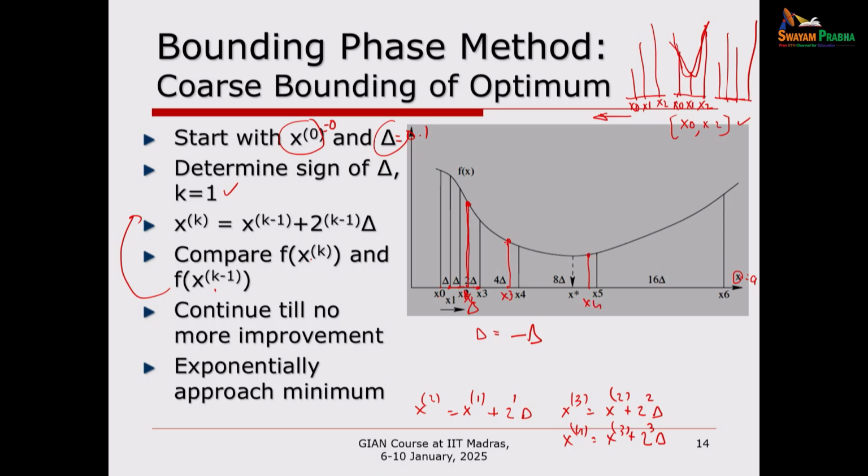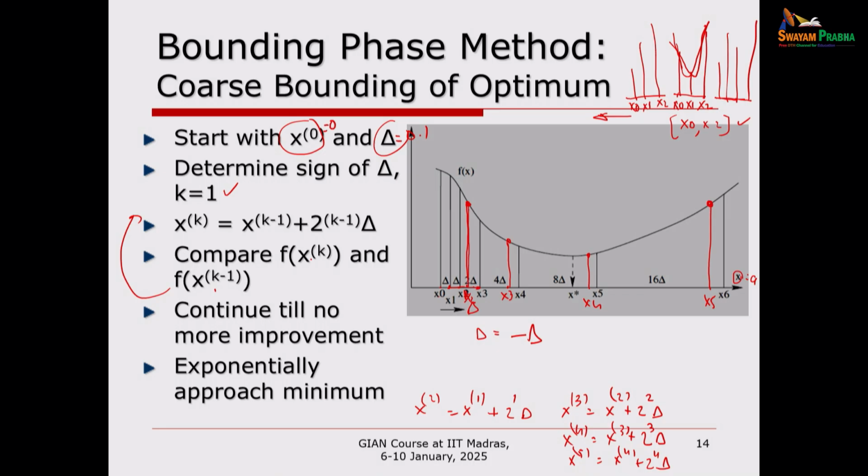I still see this is better than x3, but you see my optima is here, I have already crossed it. But the algorithm does not know that there is a minima here, it is just finding a few discrete points. So the algorithm will move on. x5 will be x4 plus 2 to the 4 delta, which is 16 times delta. So I will come here, this will be my x5. Now I see that x5 is worse than x4. I stop. I don't have to move any further.